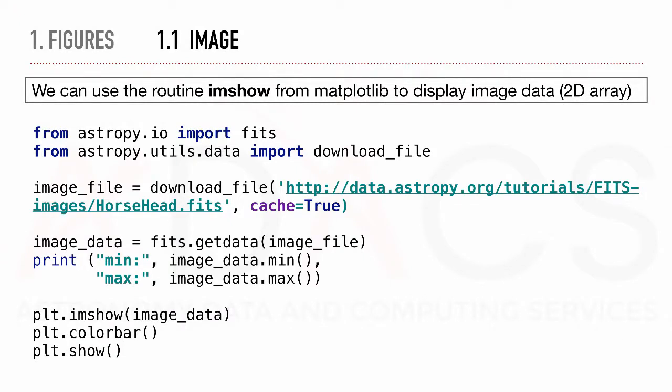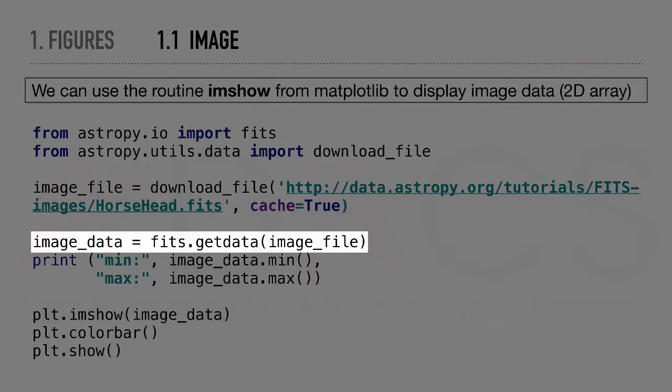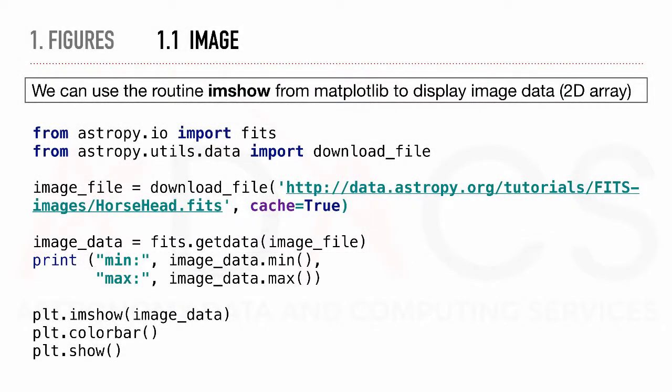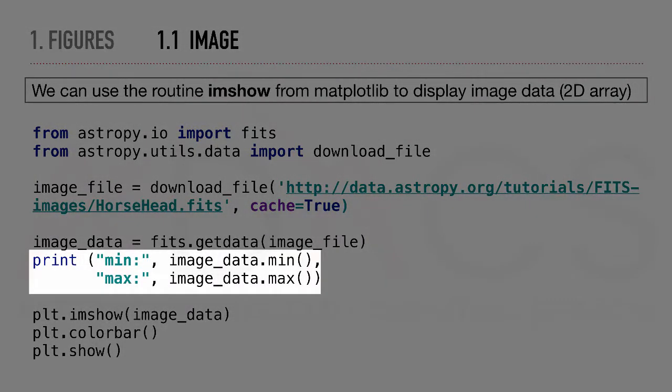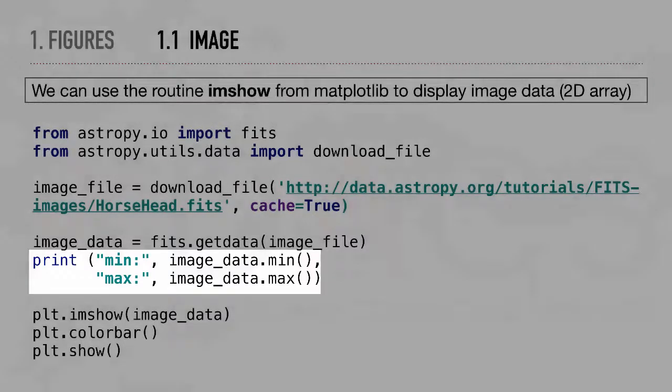The fits format is one of the most commonly used formats in astronomy. The fits module has a number of functions to load the data. In the present case, we will only load the data itself, omitting the metadata. Once loaded, we can print a bit of information about the data, like the minimum and maximum values.